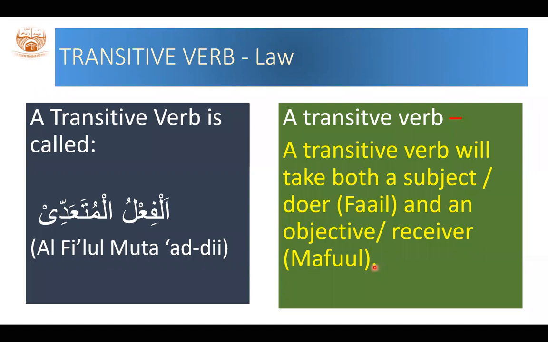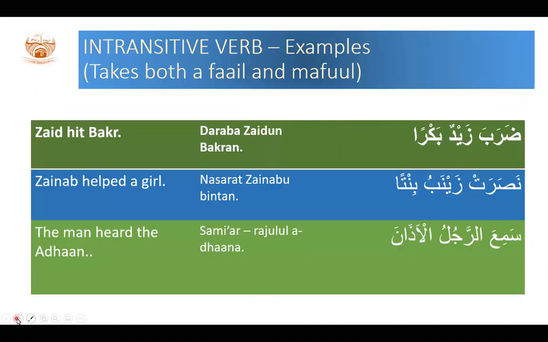So note, an intransitive verb, which is al-fi'lul lazim, only needs a subject, but a transitive verb needs both a subject to do the action and an object to receive the action in order for it to make complete sense. Let's look at some examples of the application here.